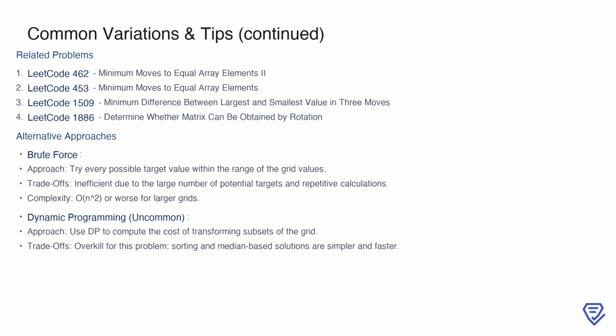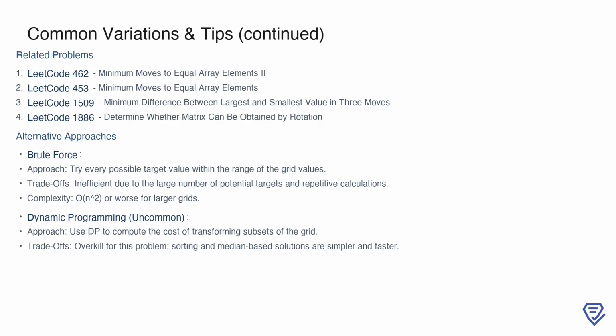This problem shares similarities with other LeetCode challenges. For example, LeetCode 462, which involves minimizing moves to equalize an array, or LeetCode 453, which focuses on equalizing array elements through specific operations. LeetCode 1509, dealing with minimizing the difference between the largest and smallest values in 3 moves, and LeetCode 1886, which tests transformations of a matrix through rotations, are also relevant. Exploring these problems can deepen your understanding of similar concepts.